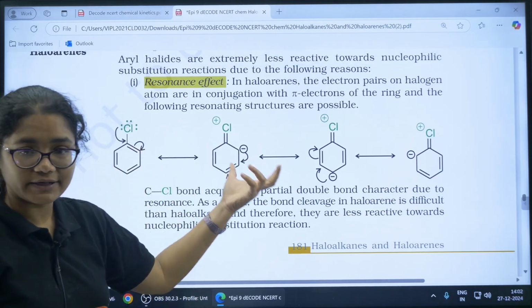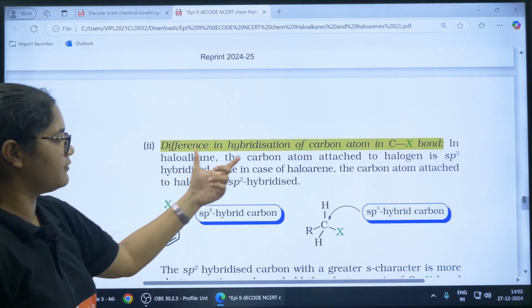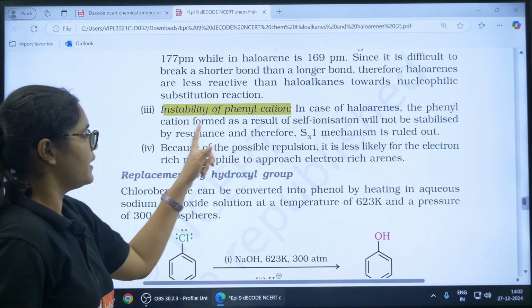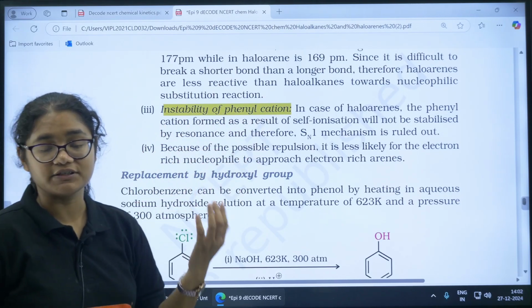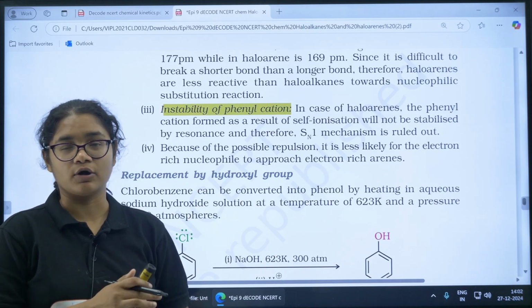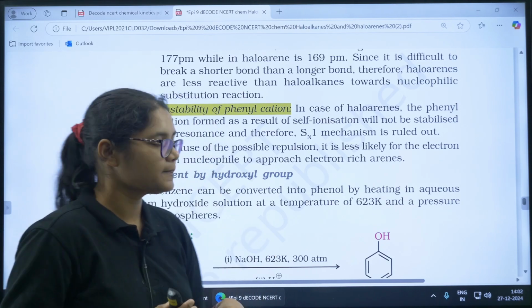Next, why haloarenes do not react. So resonance effect, explain that. Then you have hybridization and stability of the phenyl carbocation. And the last point, these are the 4 points which answer why haloarenes are not reactive towards nucleophiles. Okay.